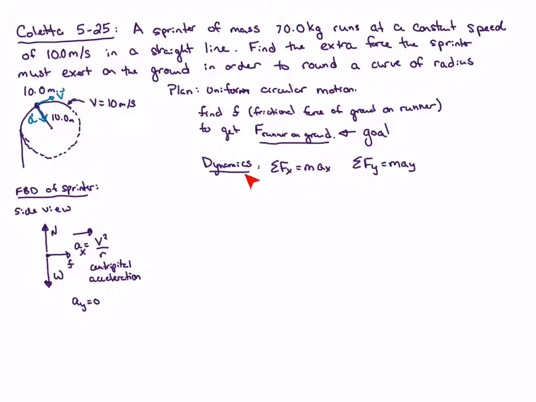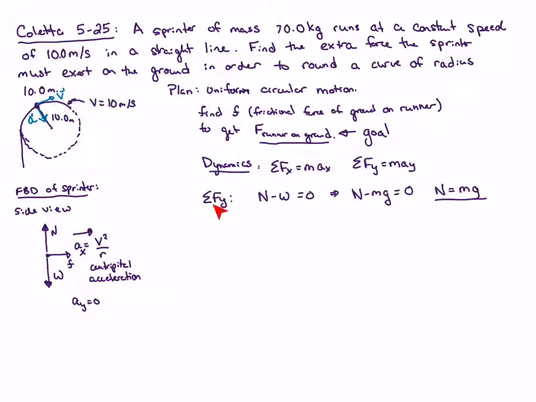All right, so I've decided that now that I've gotten this far, not only is this a uniform circular motion problem, but it's also a dynamics problem. Anytime you have a free body diagram, you probably can start thinking dynamics and use your sum of the forces in X and sum of the forces in Y. Go ahead and see if you can finish the execution.